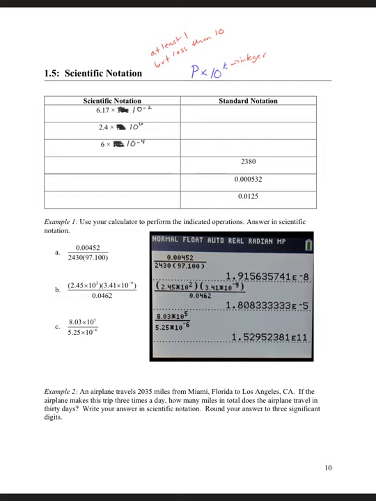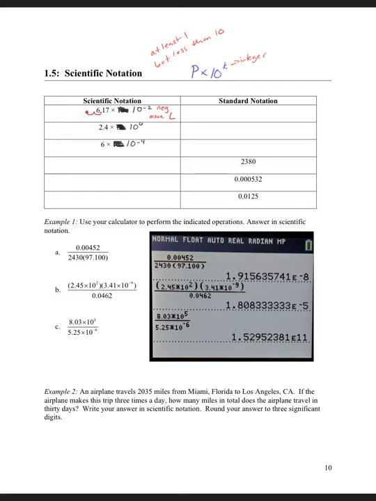Now, when we are given a number in scientific notation and we have to change it to standard notation, the first thing we want to look for is the exponent, whether it is negative or positive. So in this first one, since our exponent here is negative, that means we need to move the decimal in the 6.17 to the left. Negatives get moved to the left. So we need to take this decimal here and move it 2 places to the left.